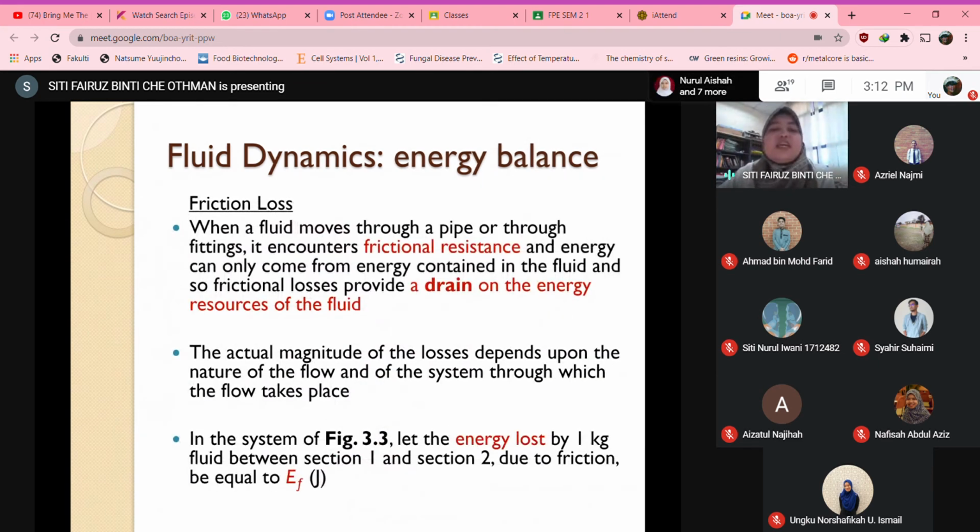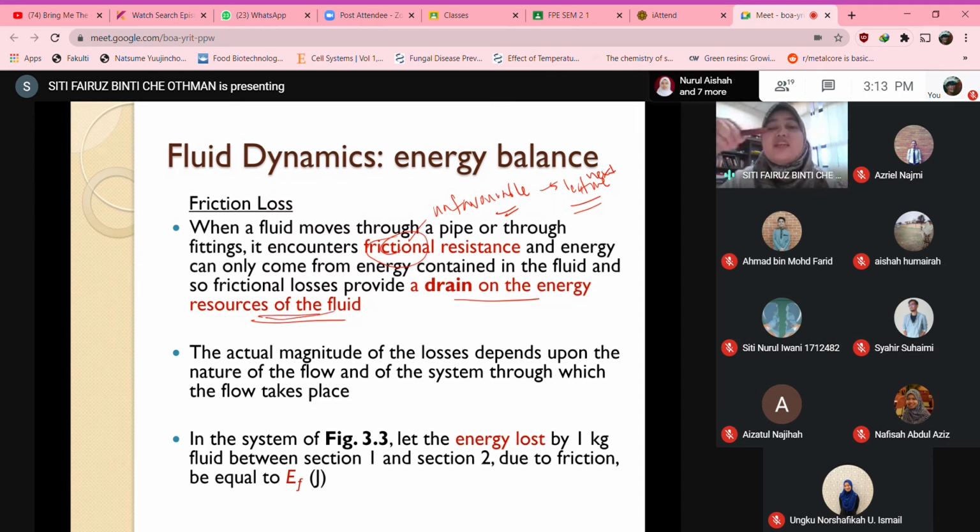Alright, friction loss. When the fluid moves through a pipe or fittings, it encounters frictional resistance, and the energy can only come from the energy contained in the fluid. So frictional losses drain the energy resources of the fluid. It's easy to say that friction is unfavorable. We will discuss in the next lecture why this is unwanted, why it is unfavorable.